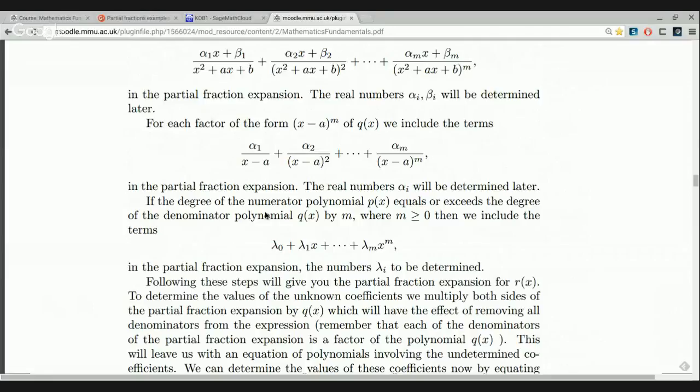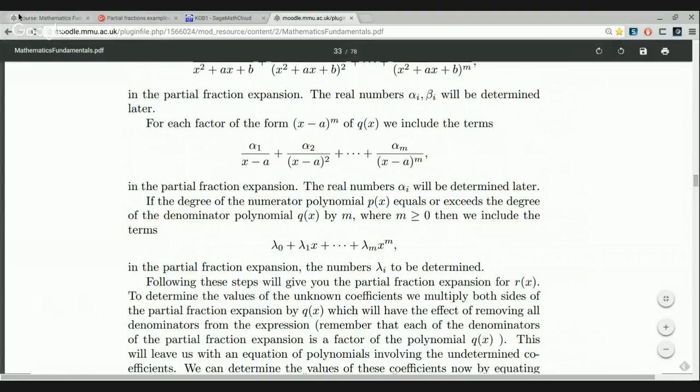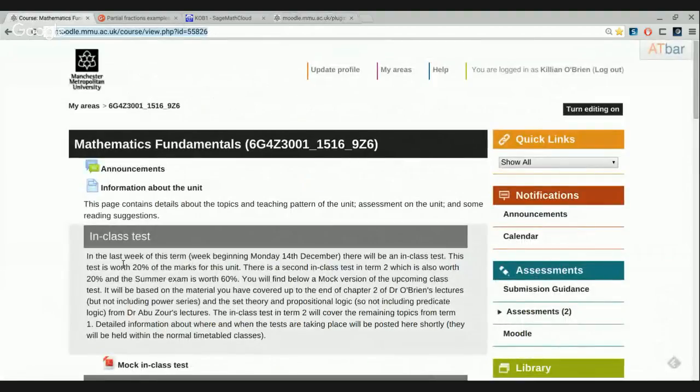Okay. Now none of this material from chapter 3 will be appearing in the class test at the end of this term. The class test at the end of this term is just everything on sequences and series, up to but not including the power series material. Okay. And the announcement to that effect is contained on the Moodle page.